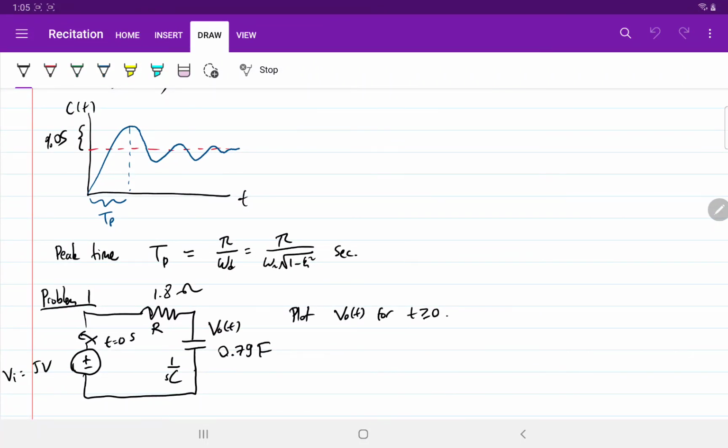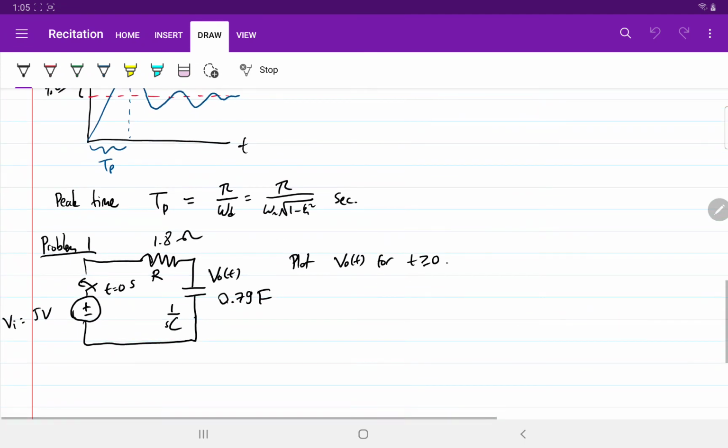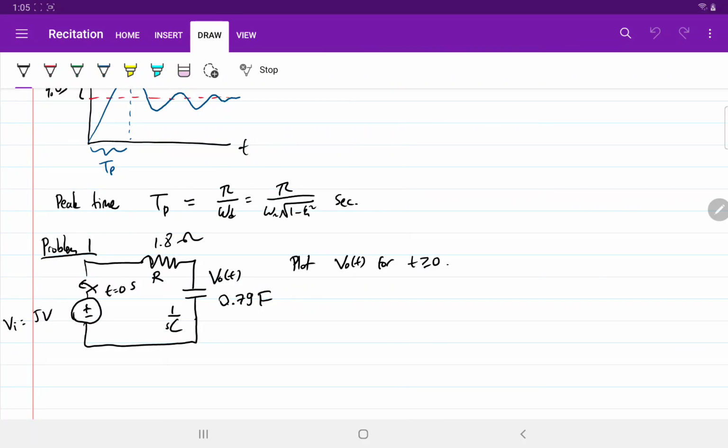Okay, having discussed the first and second order systems, then let's solve some problems. So here is the first problem. We have a very simple RC circuit, and we have a 5-volt supply. It's a DC voltage supply. We have a switch, a resistor, and a capacitor. The resistor is 1.8 ohm, the capacitor is 0.79 farad. When t is equal to 0, the switch will be closed. So the question is, what is the trajectory of the voltage across the capacitor, which is the output voltage, for t greater than or equal to 0?